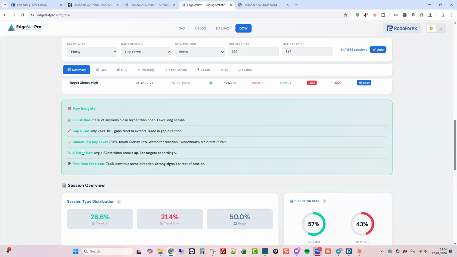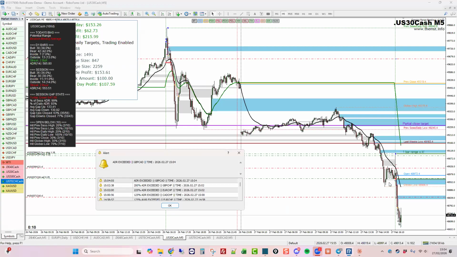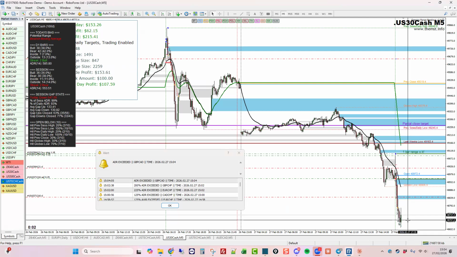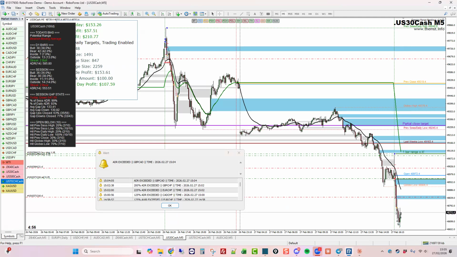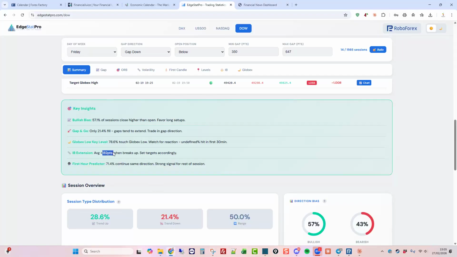The initial balance extension is on average 182 points when it breaks up. After the initial balance is in, which is the first hour of trading, your first 12 bars, by the time we get to that level, it's saying there's a long bias. It will break up by roughly 182 points. Let's see if that happens. First hour predictor: 71.4% continue in the same direction. So whatever the first hour is today, 71% of sessions close in that direction.